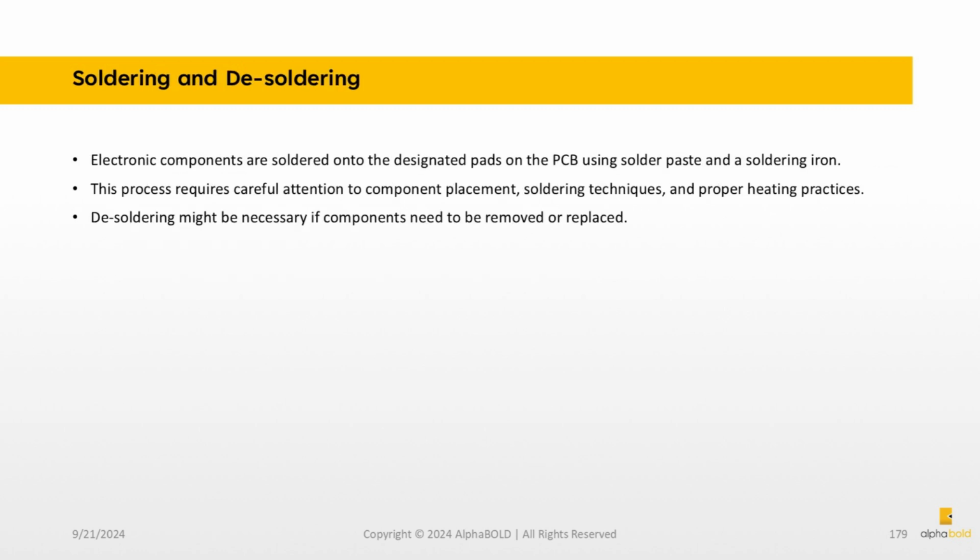Soldering and De-soldering. Electronic components are soldered onto the designated pads on the PCB using solder paste and a soldering iron. This process requires careful attention to component placement, soldering techniques, and proper heating practices. Desoldering might be necessary if components need to be removed or replaced.